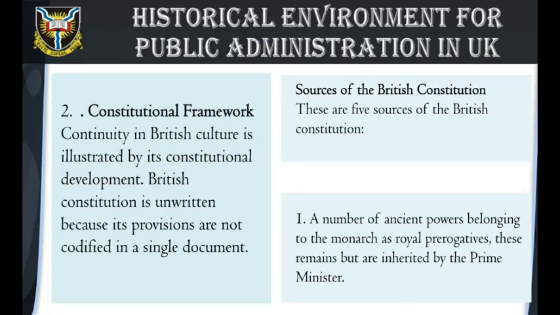2. Constitutional framework. Continuity in British culture is illustrated by its constitutional development. The British Constitution is unwritten because its provisions are not codified in a single document. Sources of the British Constitution. These are five sources of the British Constitution. 1. A number of ancient powers belonging to the monarch as royal prerogatives.